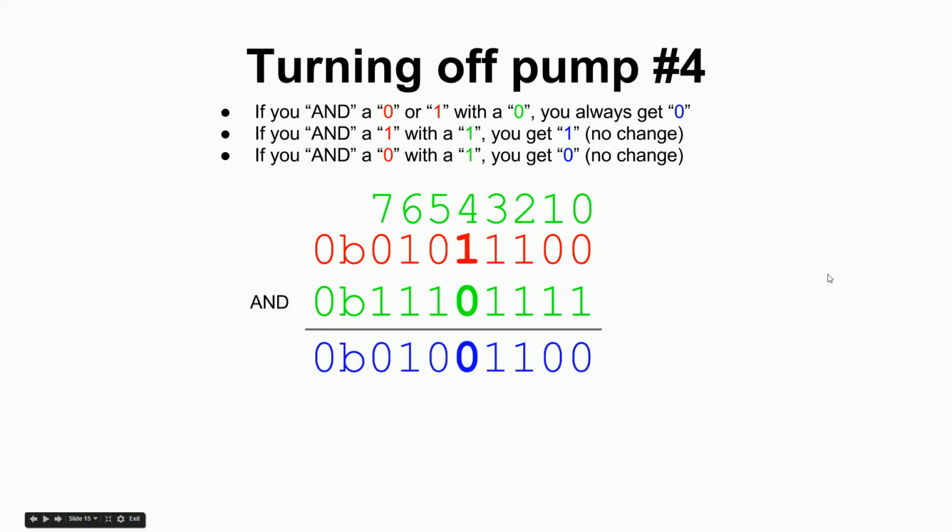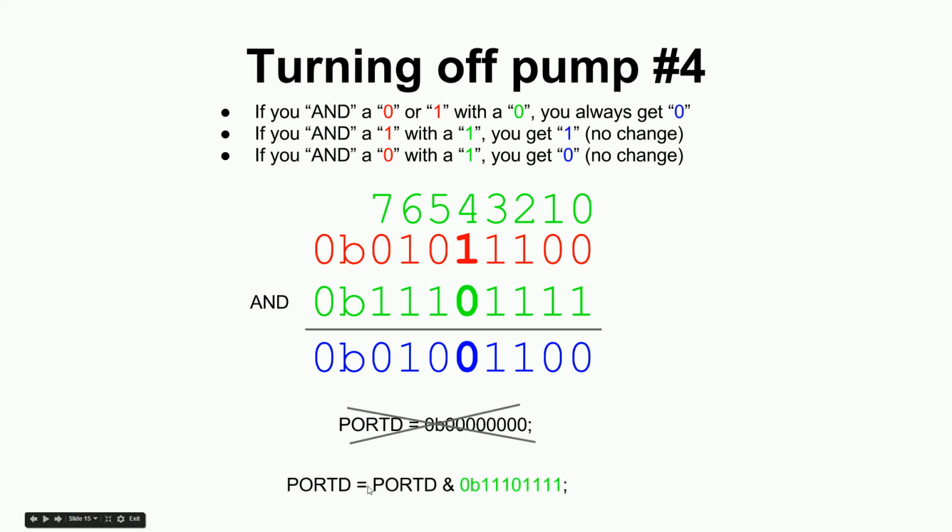Let's see what happens. Well, these three digits are still there. They didn't get changed, which is good. And these four digits are still there. They didn't get changed. However, where there was a zero, the AND operation turned that one into a zero. So that did exactly what we wanted. So again, to turn off pump number four, we would just say port D equals, I guess, blank before we knew about bit mask operations or bitwise operations. But we're not going to do that anymore because that turns off everything.